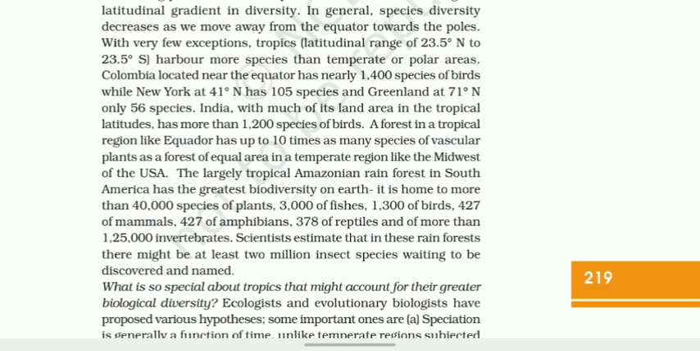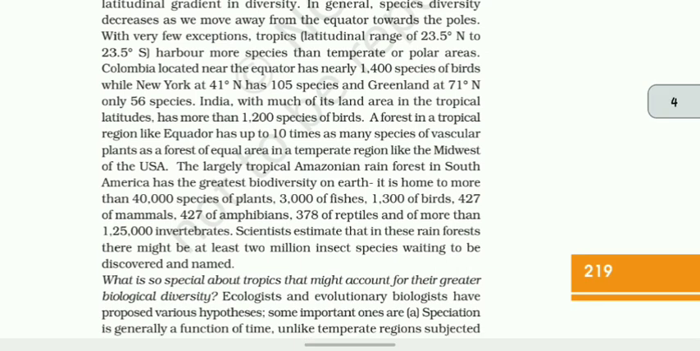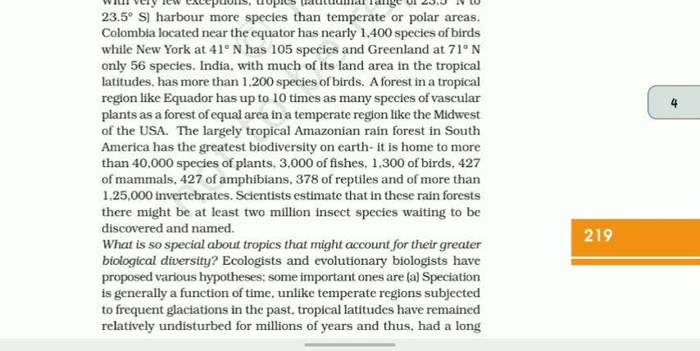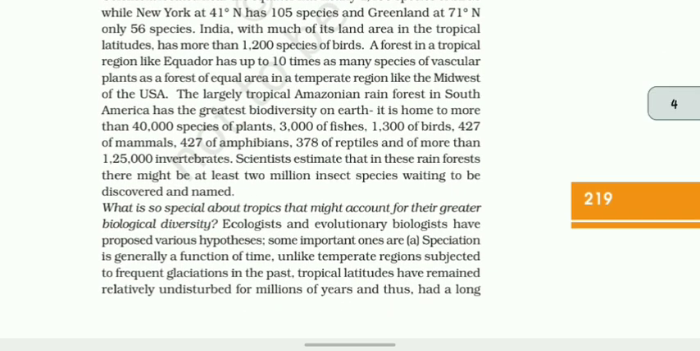Colombia, located near the equator, has nearly 1400 species of birds, while New York at 41 degrees north has 105 species and Greenland at 71 degrees north only 56 species. India, with much of its land area in the tropical latitudes, has more than 1200 species of birds. A forest in a tropical region like Ecuador has up to 10 times as many species of vascular plants as a forest of equal area in a temperate region like the Midwest of the USA.